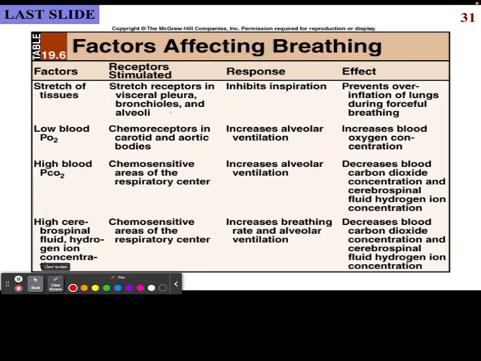Next, we can talk about if you have low blood oxygen. Just like we discussed earlier, if those chemoreceptors, specifically the carotid and aortic bodies, see that, they will tell our body to increase alveolar ventilation. We need more oxygen. This is going to increase our blood concentrations. So again, we notice there's too low of oxygen.